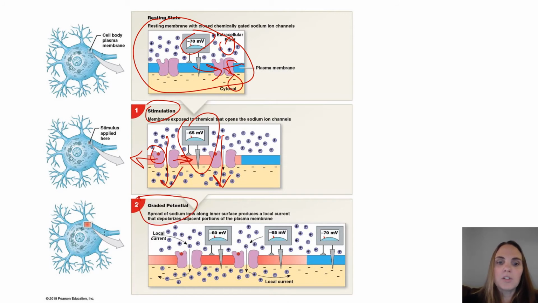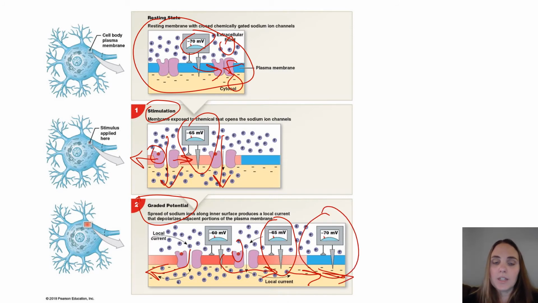With our graded potential, the spread of those sodium ions along the plasma membrane is going to produce that local current, which is causing that depolarization, so going to a less negative membrane potential. But as we move further and further away from the initial stimulus, that change in potential is going to decrease. So the further we get from the stimulus, the less of a change we're going to see with a graded potential.